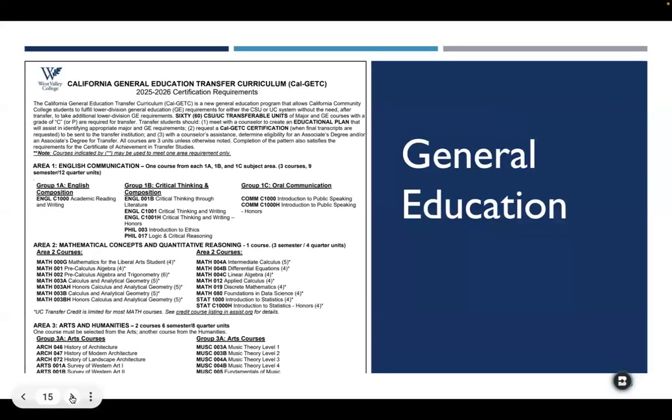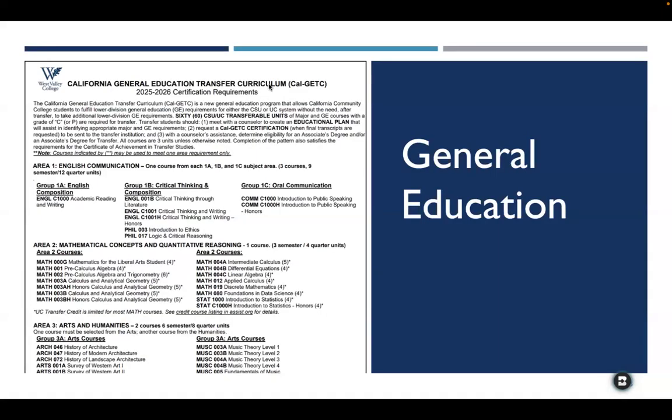What I wanted to do is briefly go through one general education pattern so that you can use this for a couple of things. One will be for your assignment, and two, just so you have a chance to see it. So what you'll see is the general education pattern, or this one called CalGETC, which simply stands for California General Education Transfer Curriculum, is important for a couple reasons.